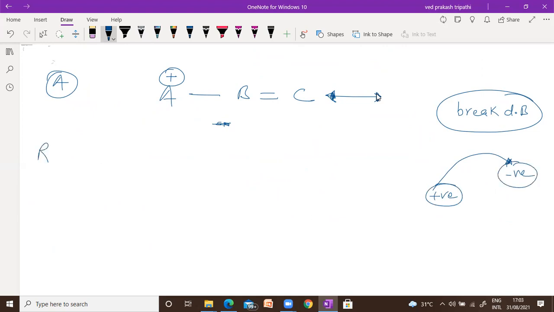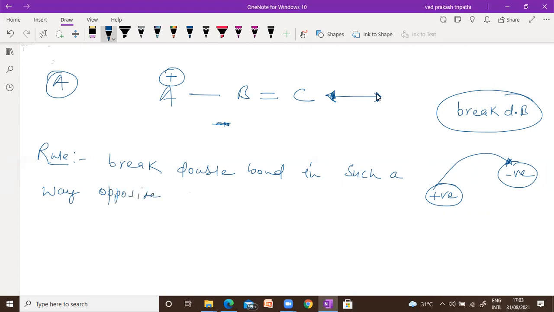So the rule is here: break the double bond in such a way that opposite charges must be in adjacent position. This is supposed to be 1, this is supposed to be 2, this is 3.